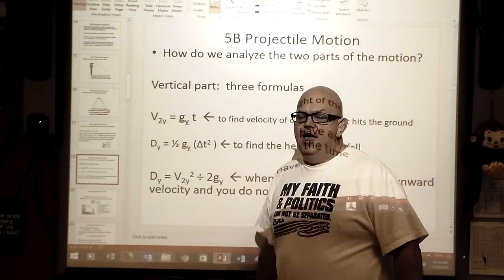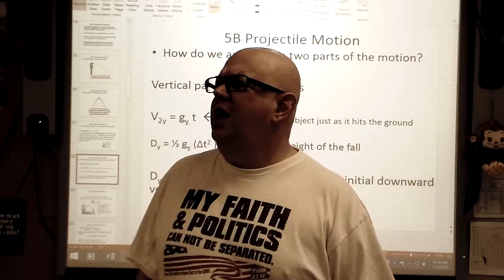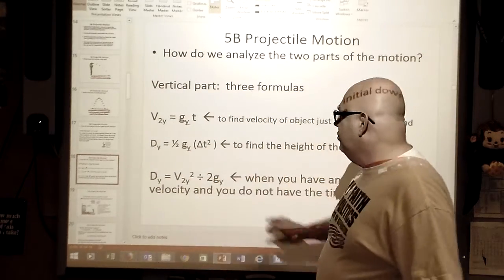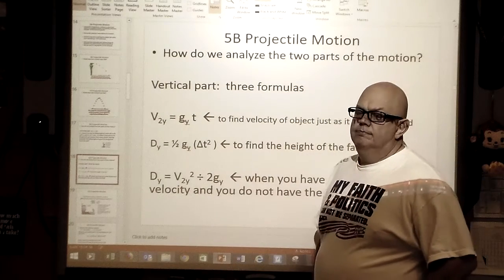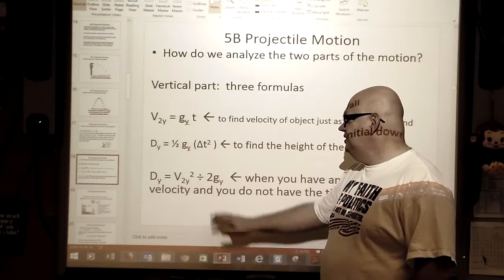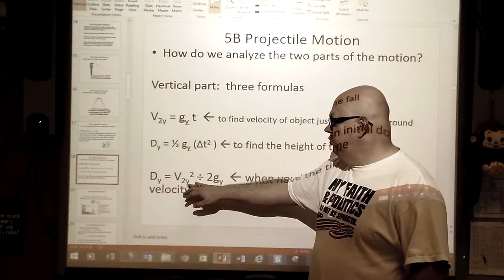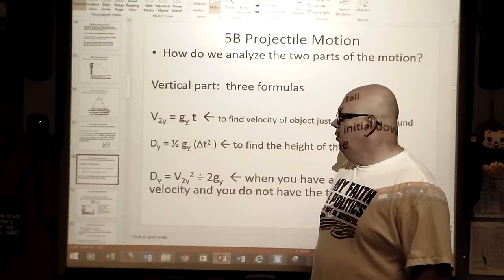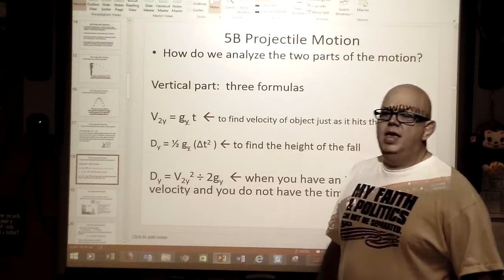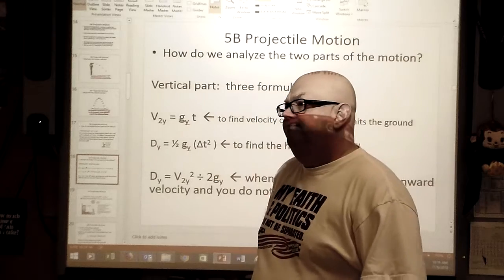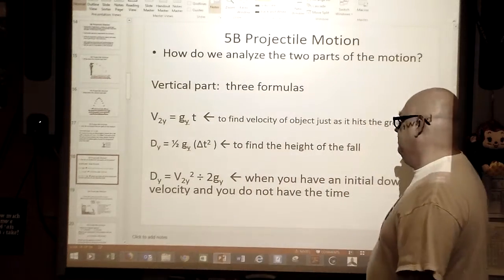Now, what happens if you don't have time? We have a distance, okay, but we don't have the time. We were not given the time whatsoever. And that's where this formula is going to come in. When you have an initial downward velocity and you don't have the time, okay? So this is a very useful thing to have for us as well. So dy is equal to v2 in the y direction squared divided by 2g in the y. Okay? And you'd say, isn't g and g in the y the same thing? Yes, it is. I'm doing it the way that the book is doing it so that when you refer to the book, you'll recognize it immediately.